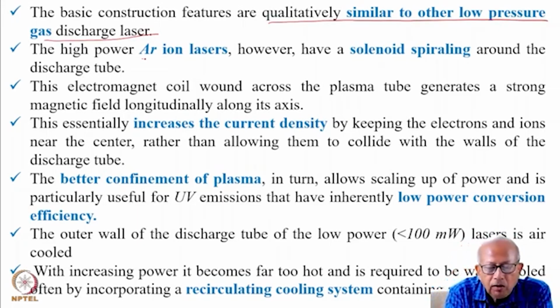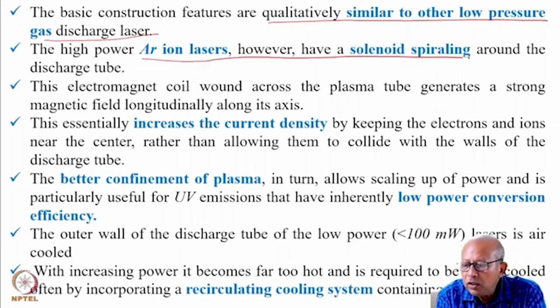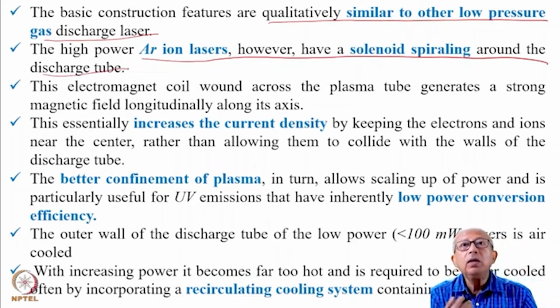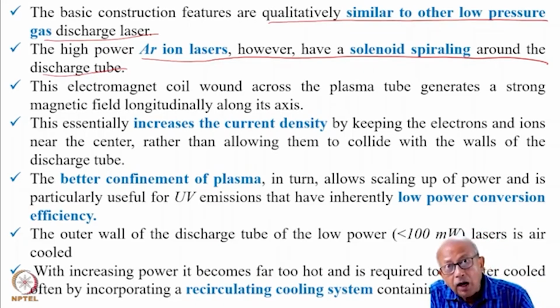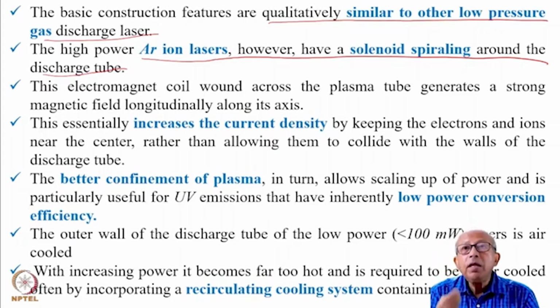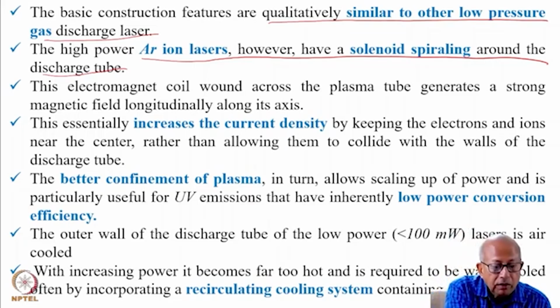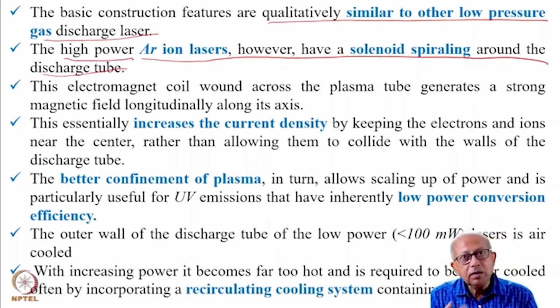The high power argon ion lasers, however, have a solenoid spiraling around the discharge tube, because you basically will have to increase the density of current, because you will have to create the ions. You need many more electrons compared to the operation of a conventional atomic gas laser. Now, how do you do that? If you have to generate high power, you have to create that many more argon ions. So how is it done?